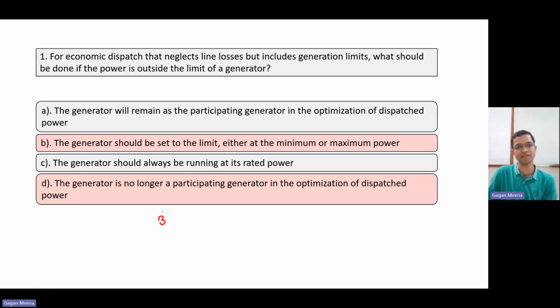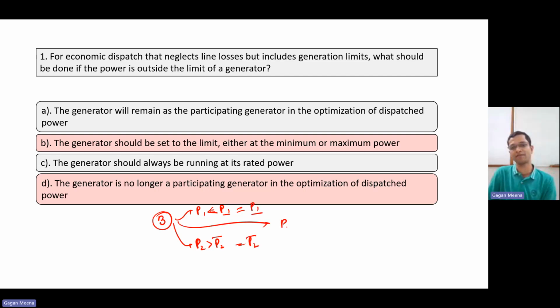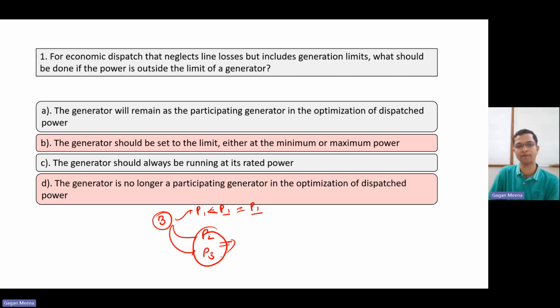Let's say there are 3 generators and out of them P1 is less than P1 minimum and P2 is greater than P2 max. Then this will be set at P1 minimum, this will be set at P2 maximum, and the third one will take the remaining power, P3. Or if only one of them reaches its minimum limit, then it will be out of optimization, set at its minimum, and optimization will be done only for the remaining two generators.